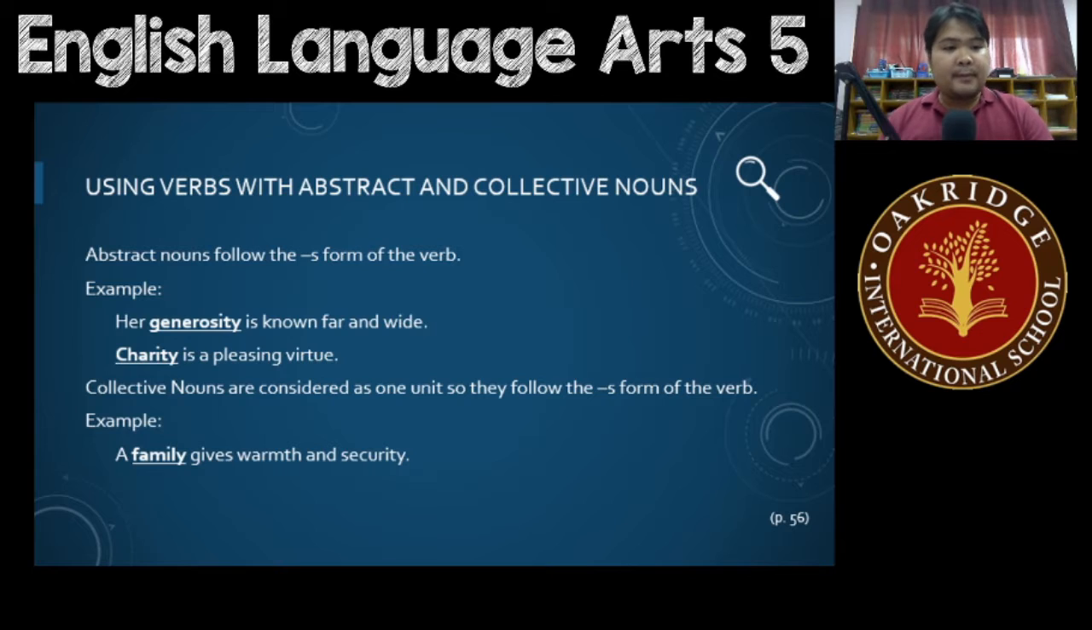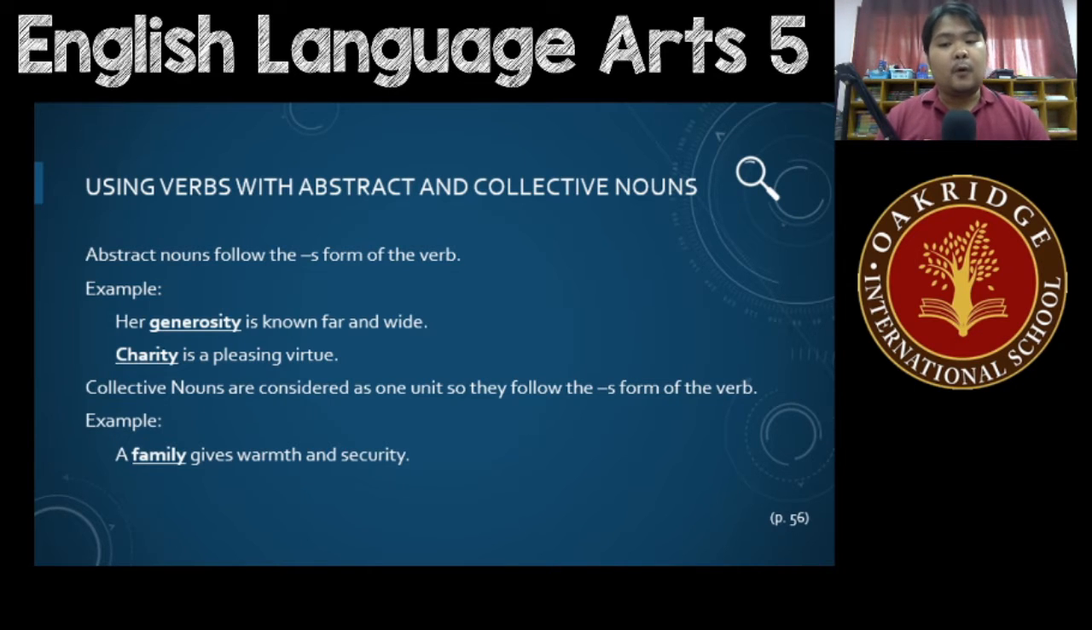So the verb agreement for abstract nouns would be that they would follow the S form of the verb. Take note that abstract nouns are considered as just one, or singular. So that means they would have the S form. For those of you who were my students last school year, the S form would be the verbs that end in S. Or for example, some be verbs, you'd have to change them. So for example, instead of be, it would be is.